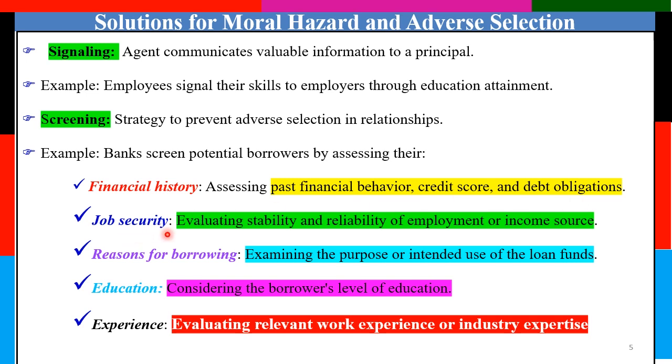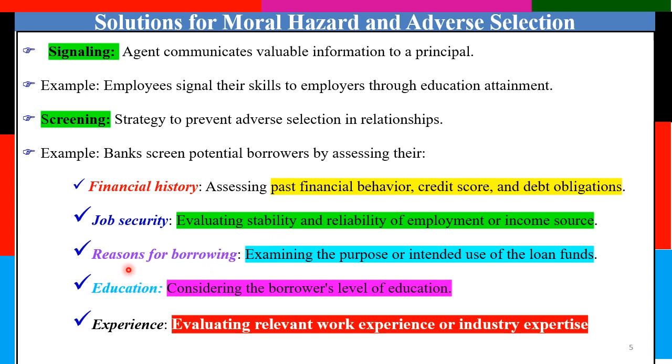The second one is job security. That means evaluating the stability and reliability of the employment or income source. The bank should know the income source of the borrower. Is it stable or not? If the bank does not know about this, what may it cause? The failure to repay, or simply default.